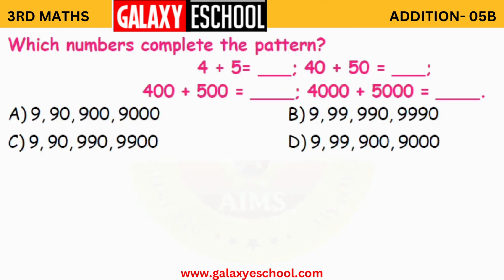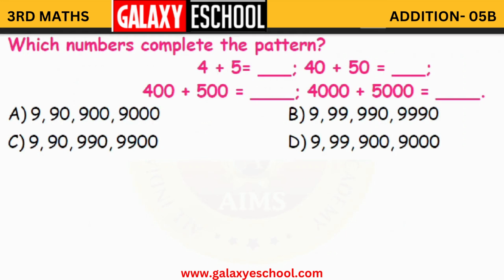Which numbers complete the pattern? 4 plus 5 equals 9, 40 plus 50 equals 90. See children, this is very easy, right? This is just simple oral addition. We know that 4 plus 5 equals 9. Yes, 4 plus 5 equals 9.